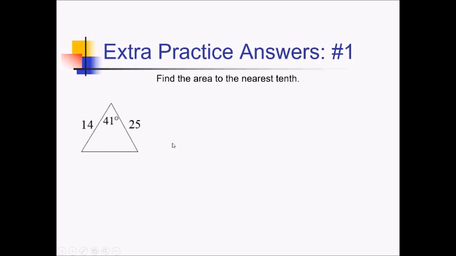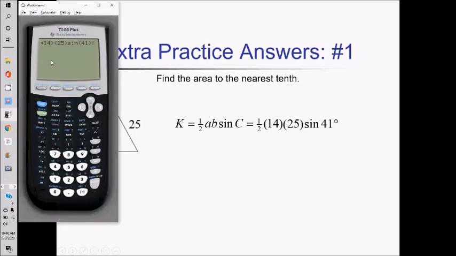That's K equals 1/2 ab sine C. So that's going to be 1/2 times 14 times 25, a and b are the two sides there, times the sine of my angle, 41 degrees. And I'll just do the rest on the calculator. So plugging all that in the calculator, I end up with about 114.8.